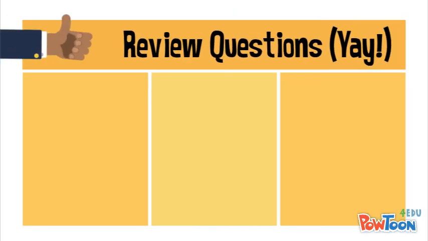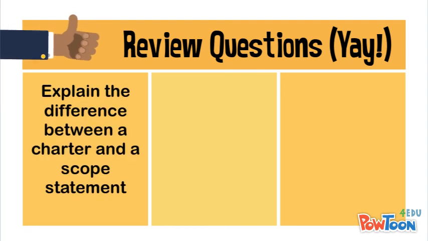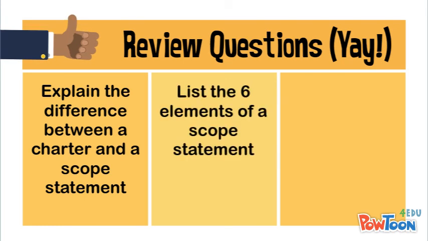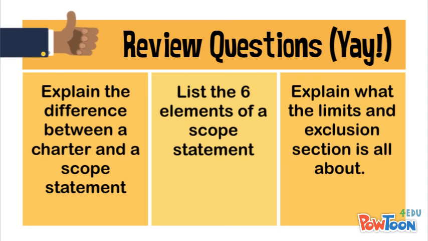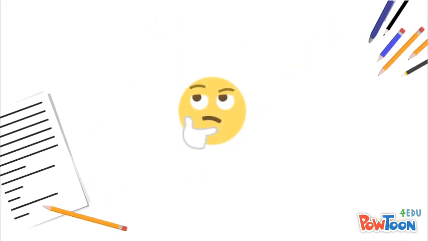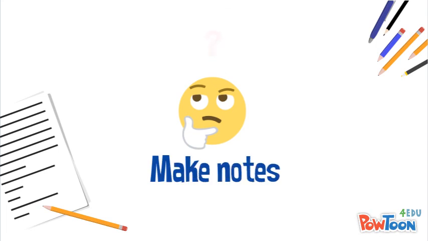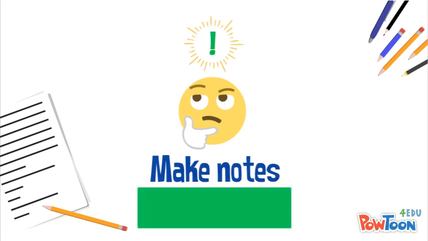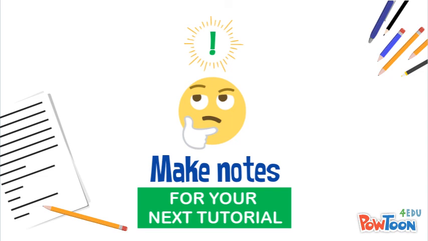Time for some wrap-up review questions. Question 1, explain in your own words the difference between a project charter and a scope statement. Question 2, list the 6 elements of a scope statement. And question 3, explain what the elements of limits and exclusions is all about. Why is it there? What's the danger of not having it? Make sure to write out some notes for those review questions and have a look at the finished worked example in Canvas before you move on to the next video.